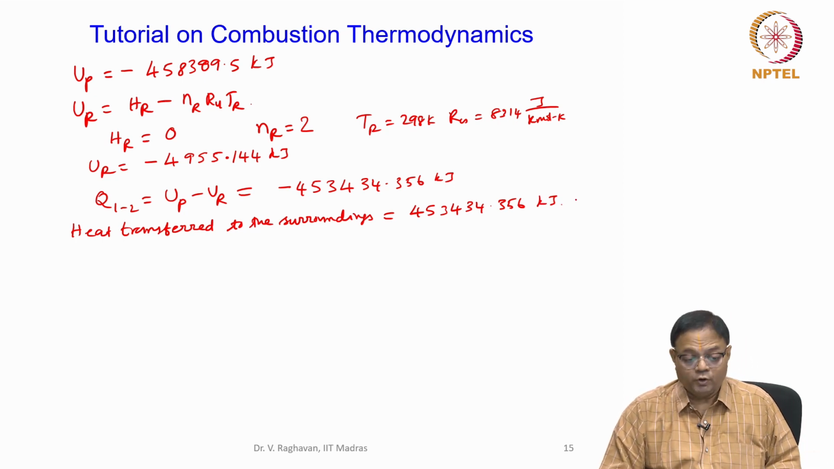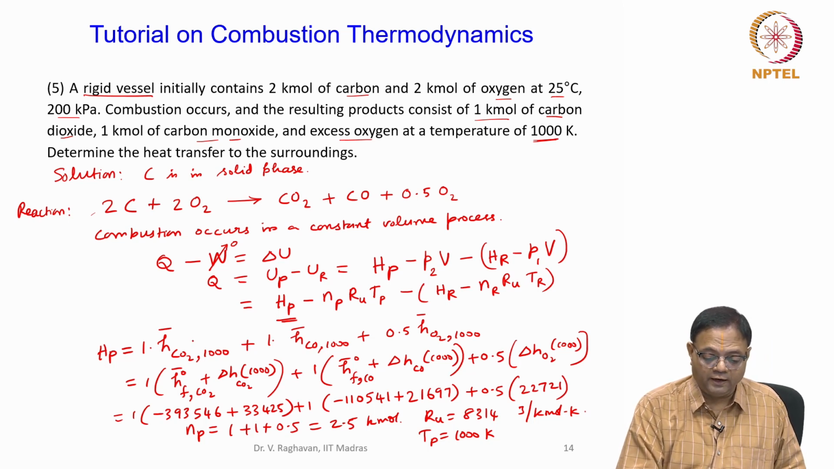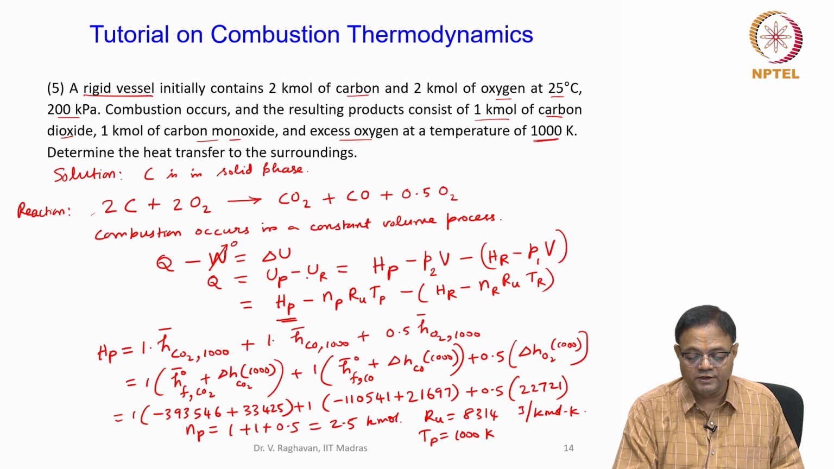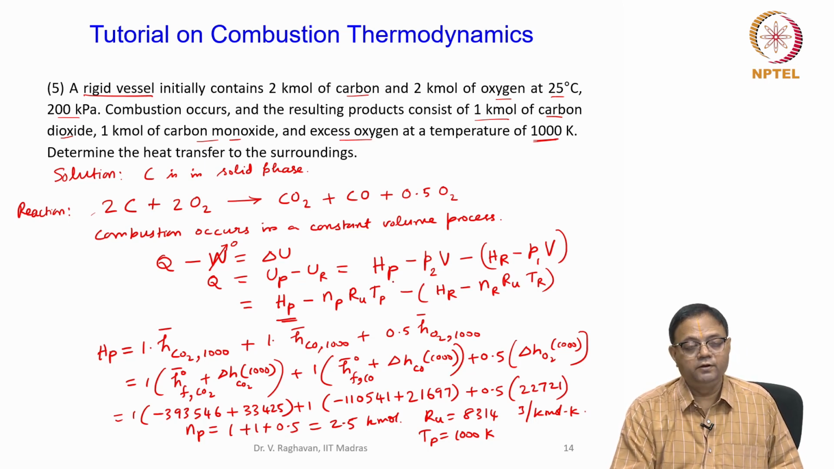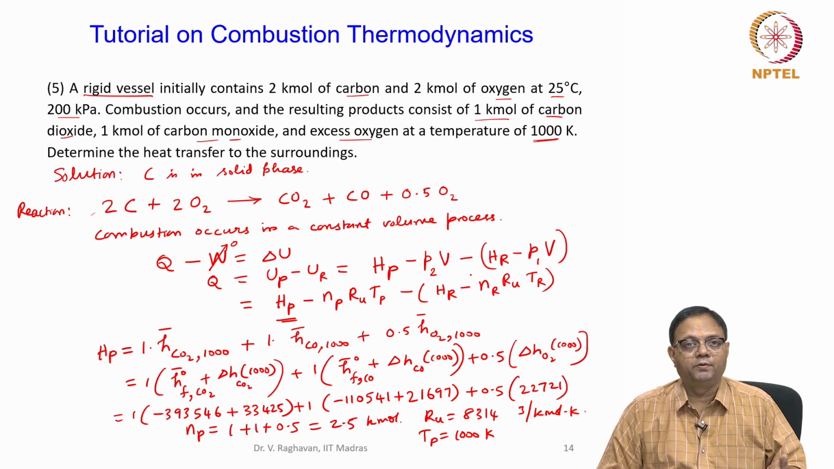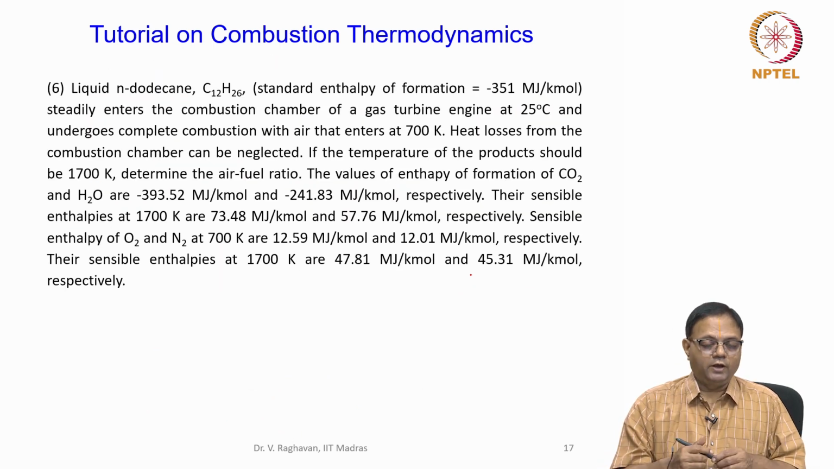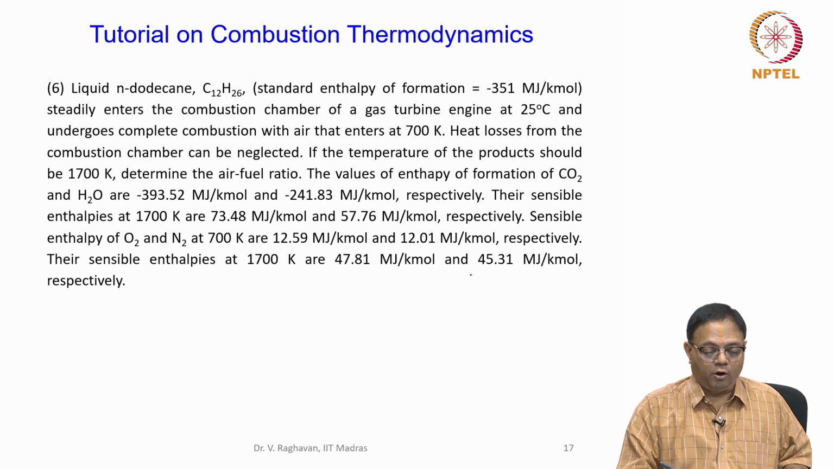Okay. So, please understand, in the constant volume process, the heat transfer will be equal to the change in the internal energy, but the change in internal energy is calculated in terms of enthalpy. That is, the definition of enthalpy is U plus PV. So, using that, U is calculated as H minus PV. And the standard enthalpy of formation and the sensible enthalpy will be taken from the books or tables. Okay, so that is about problem number 5. Problem number 6.